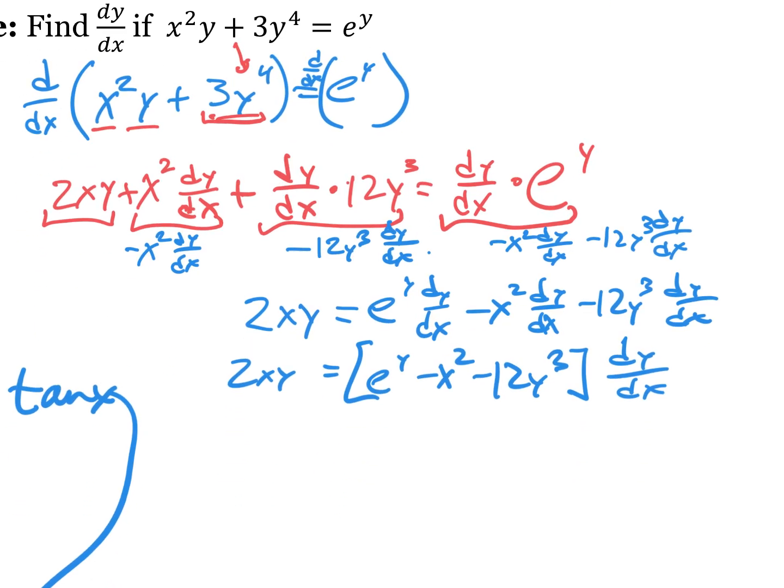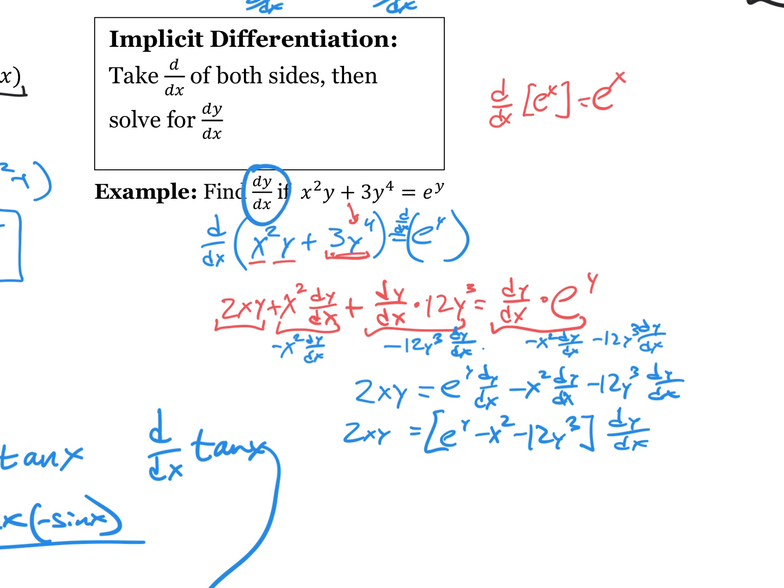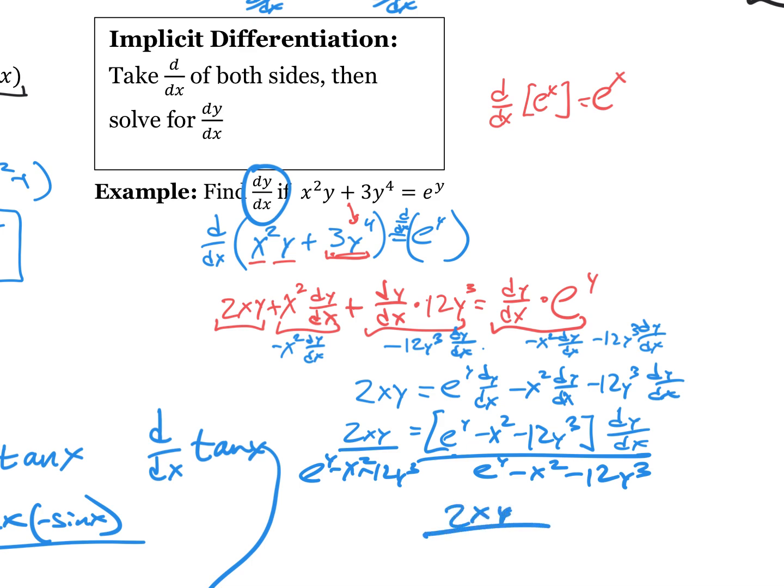Now remember, our goal here is to find the derivative. We need to find dy/dx, so we're almost there. So we're going to divide this whole mess and put this over on the other side. Some of these steps, once you've got this down, you don't need to write down all these little steps that I'm doing here. I'll write them down so you really see what's going on. But we end up with 2xy over e to the y minus x squared minus 12y cubed. And I'm just going to flip sides around here: dy/dx.